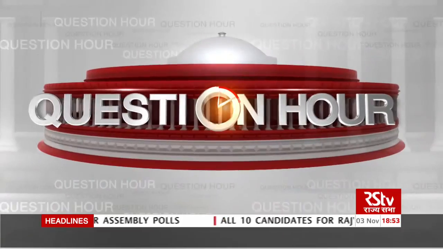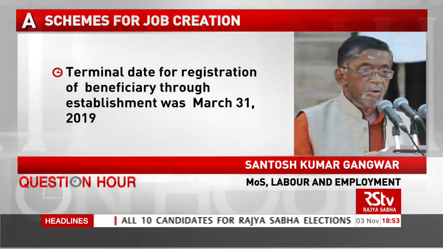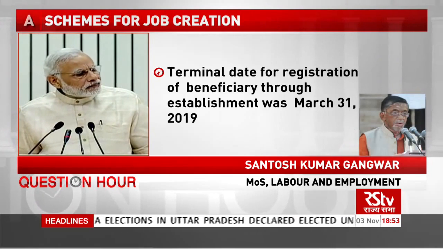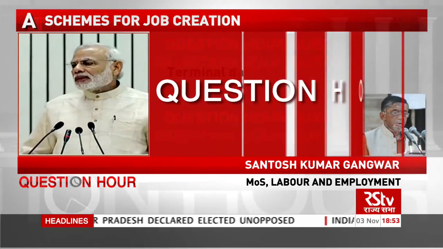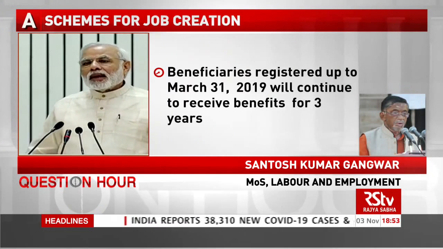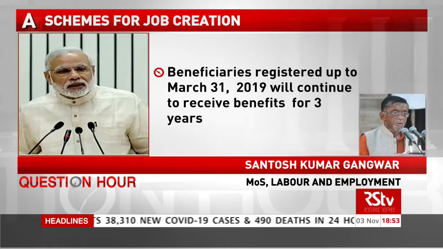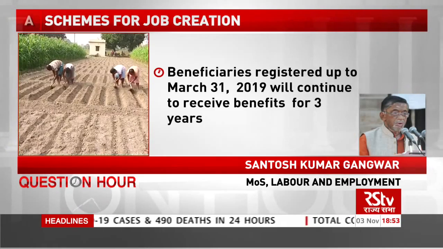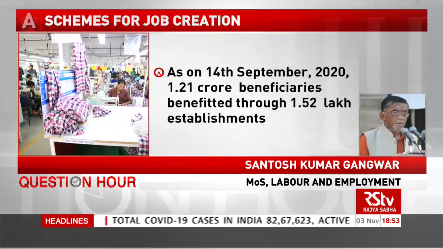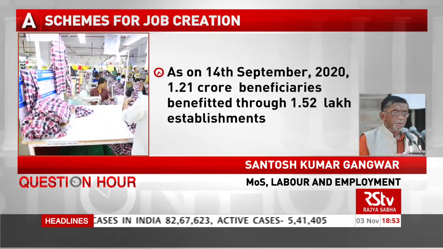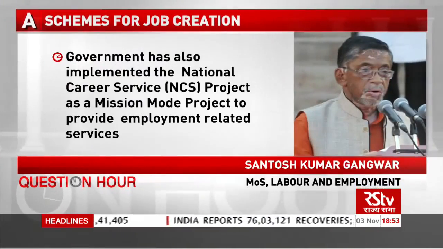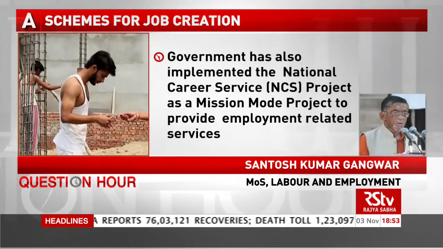And the terminal date for registration of beneficiary through establishment was 31st of March 2019. The beneficiaries registered up to 31st March 2019 will continue to receive benefits for 3 years from the date of registration under the scheme. Now, as on September 14 this year, 1.21 crore beneficiaries have been benefited through 1.52 lakh establishments.